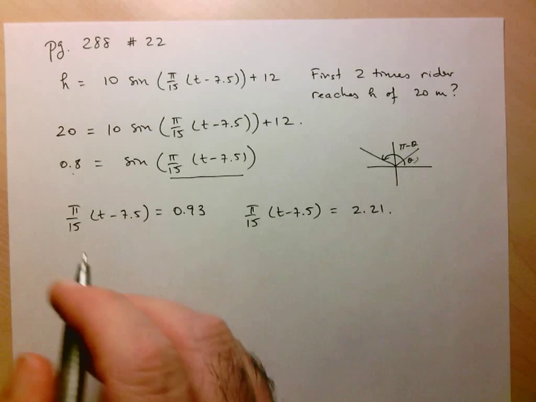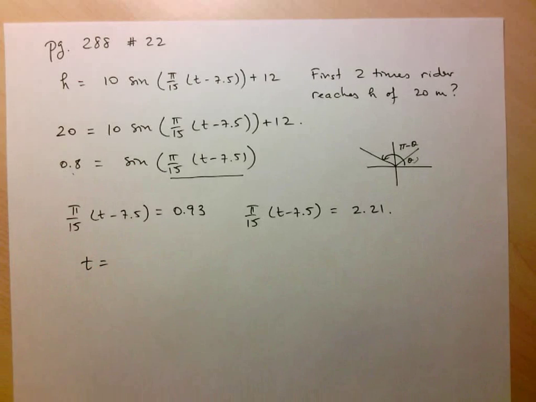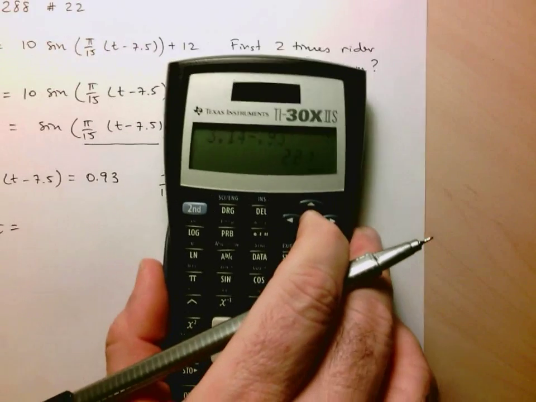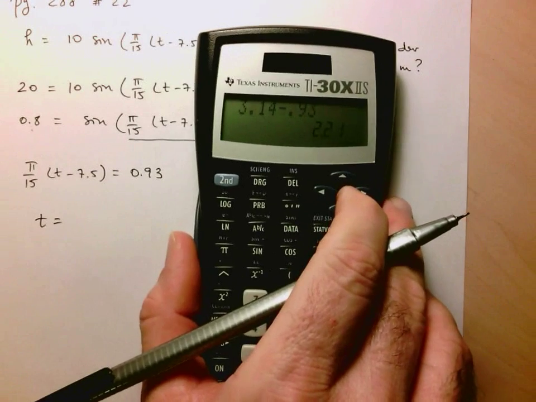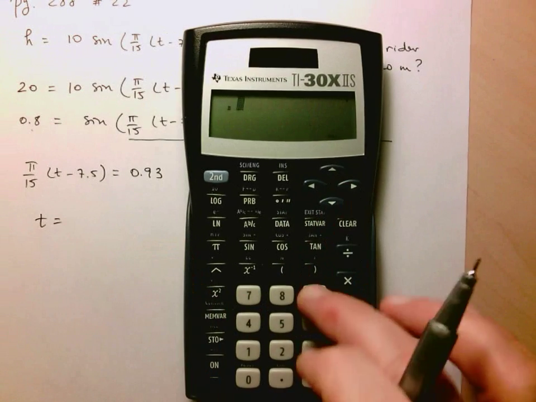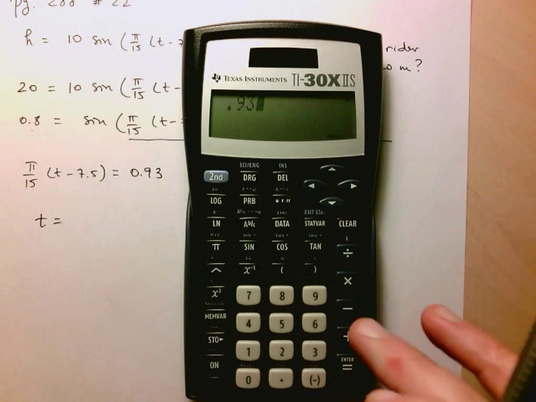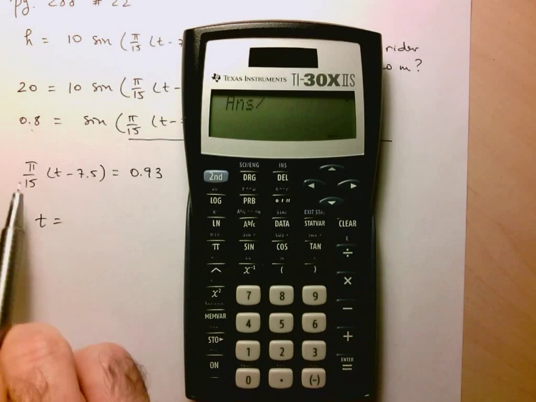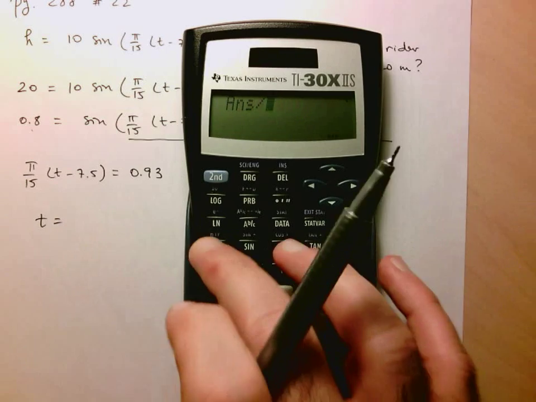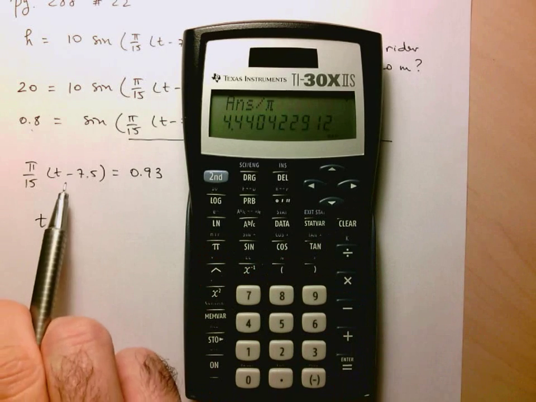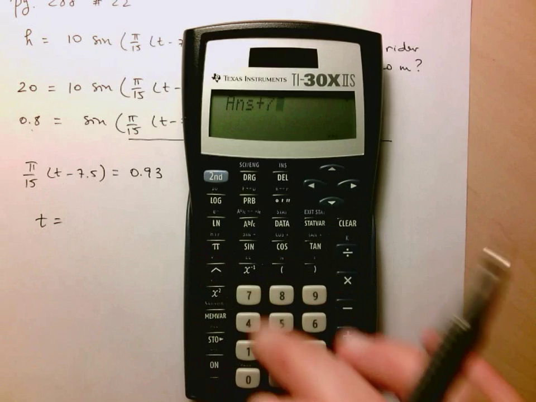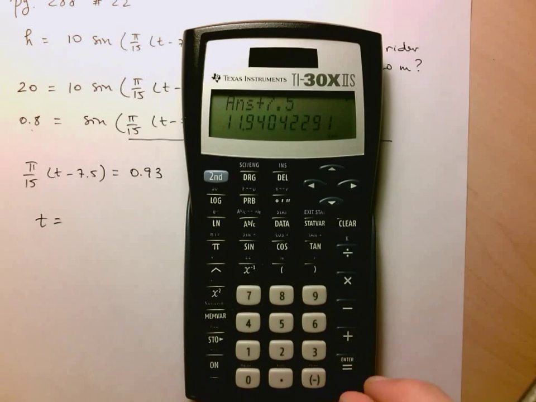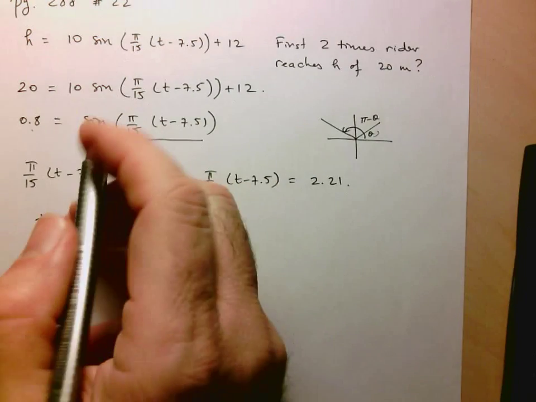So now we'll just go ahead and solve this for t. Let's start by taking our 0.93 and multiplying that by 15, and then divide by pi. Bring that to the other side, and then of course we have to add 7.5 as our last step. So our first answer is 11.94 seconds.